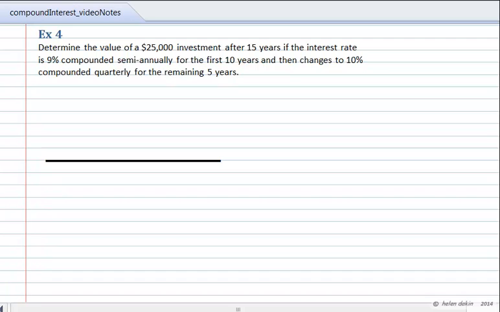Let's start by getting a handle on the time diagram. We've got a 15-year timeline here, so I'm going to extend the timeline a little bit and make it a little bit longer. We've got 0 to 10 years, and then another 5 years to get me out to the 15-year period. I know that I have an investment of $25,000, so that's my principal, or my present value.